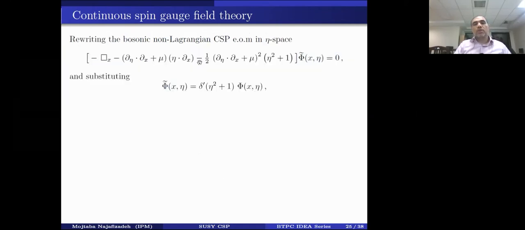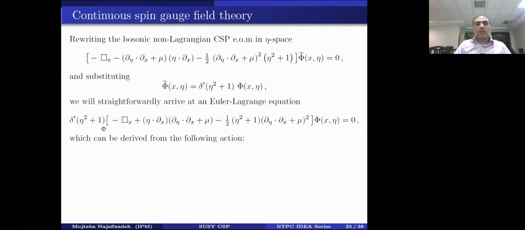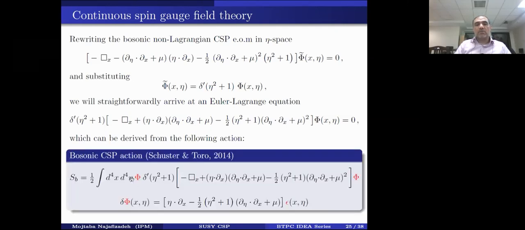Rewriting the bosonic non-Lagrangian CSP equation of motion in eta space, and then substituting this phi tilde here, you should take some derivatives with respect to eta, because here you have eta. If you do that, you will get this equation, which is an Euler-Lagrange equation and can be obtained from an action. Indeed, this operator is Hermitian now, and it can be obtained from this action, which is known as the Schuster-Toro action.